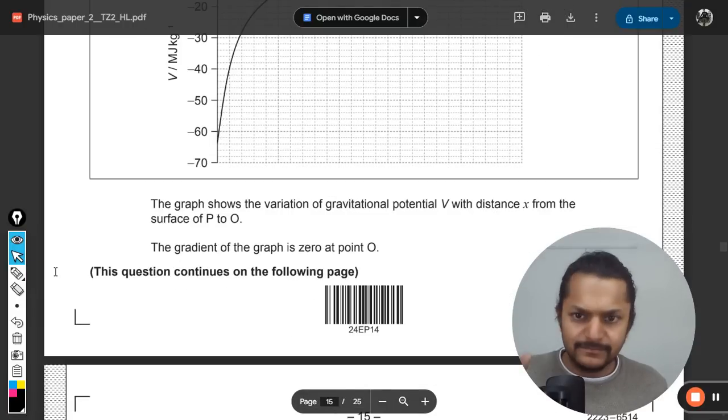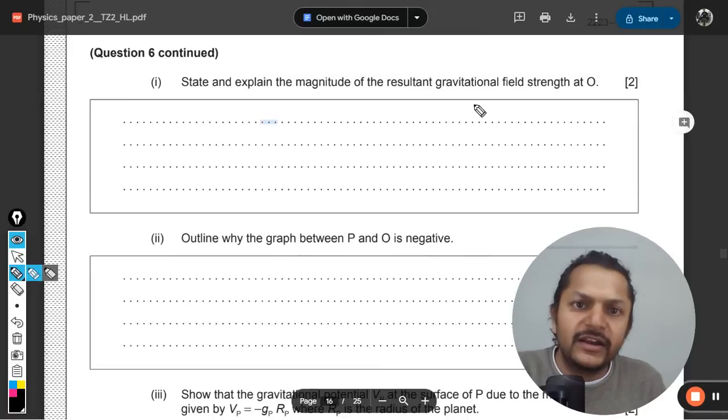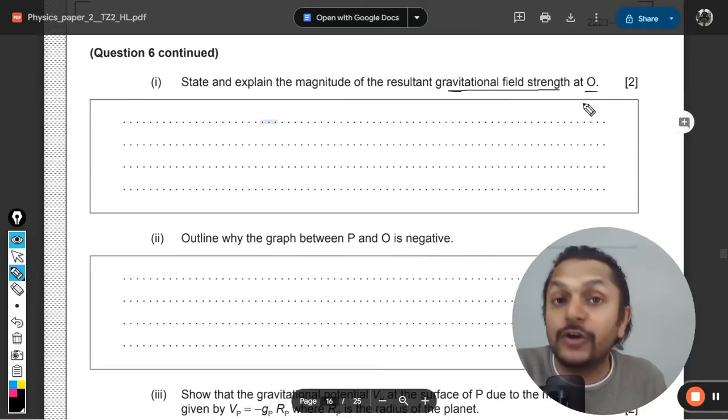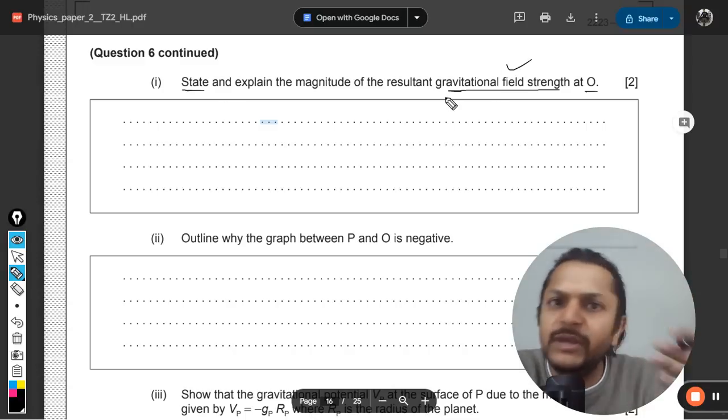Let us now move to the question. State and explain the magnitude of resultant gravitational field strength at O. So we can clearly say that the gravitational field strength at this point will be equal to zero.